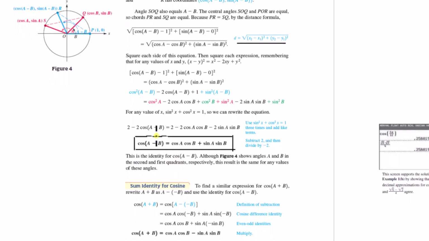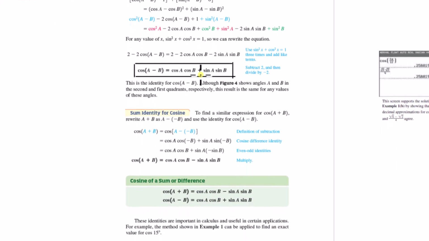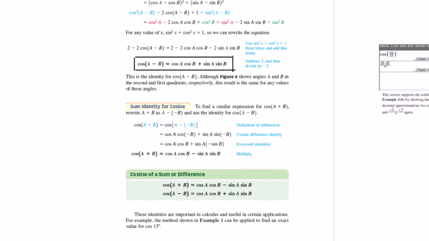Okay, now the sum identity, so what is this, right? I'm sure you could go through another derivation, similar to the one we just did, but an easier way is to plug into the difference identity A, but then also plug in minus B. So for cosine of A minus B, we're going to say A is just equal to A, and then B is equal to minus B. So what happens is you get cosine of A plus B, right? And then you're left with cosine of A, cosine of minus B, plus sine of A, sine of minus B.